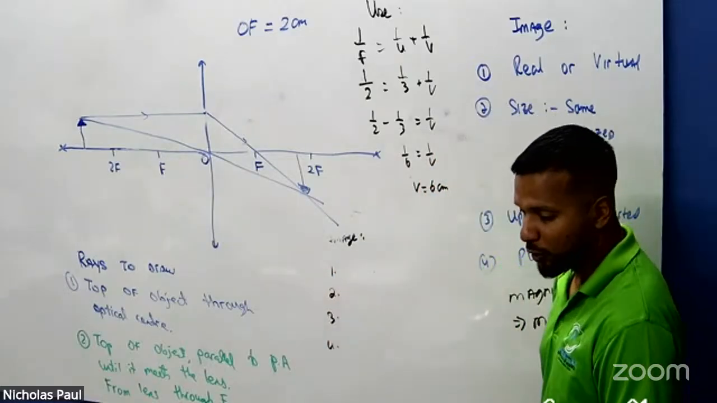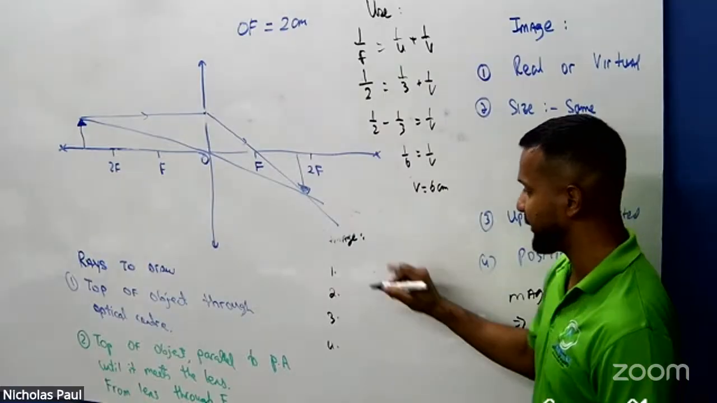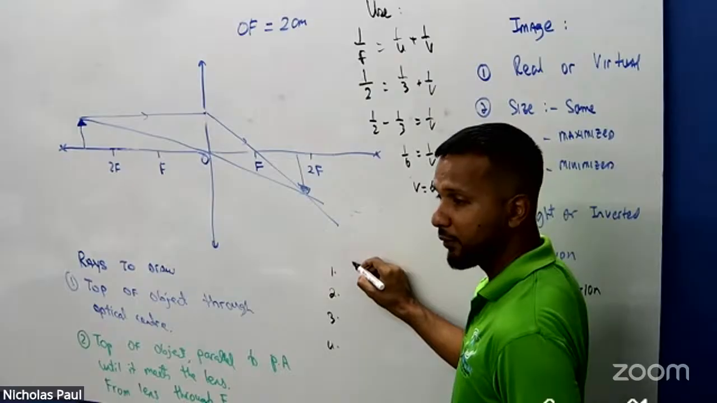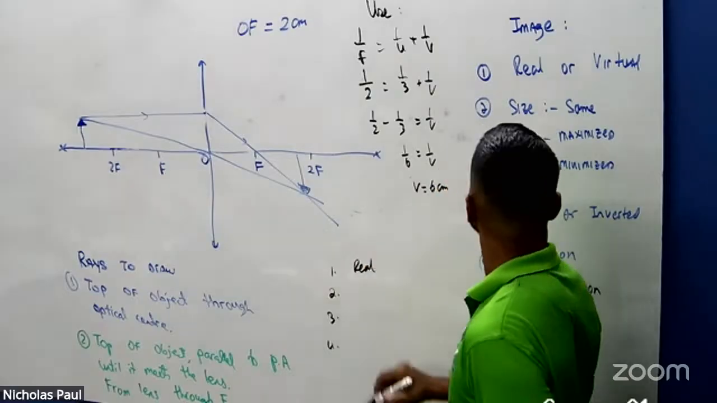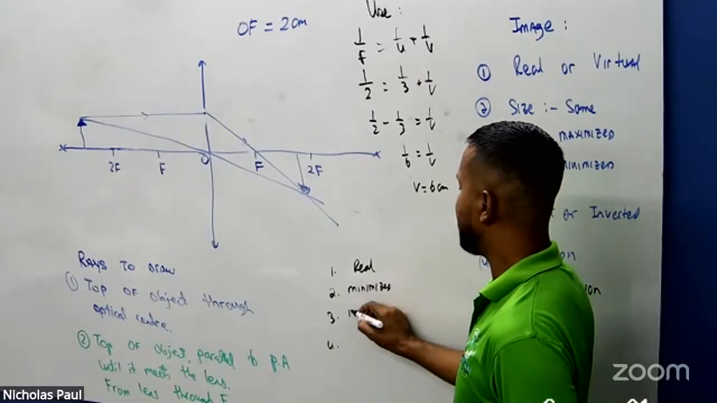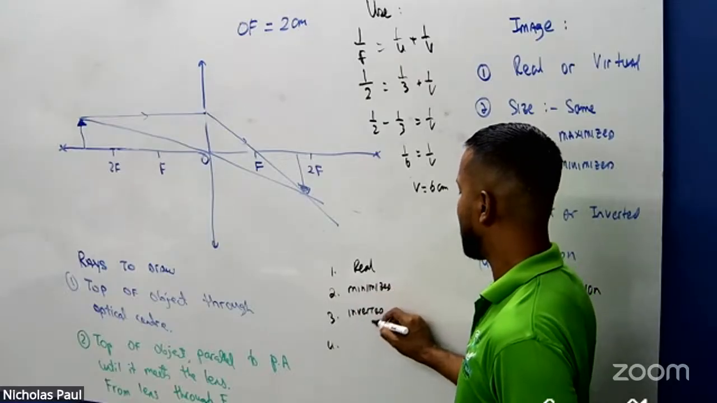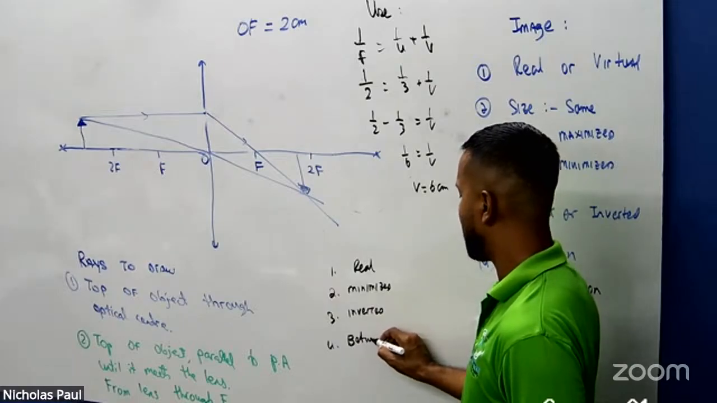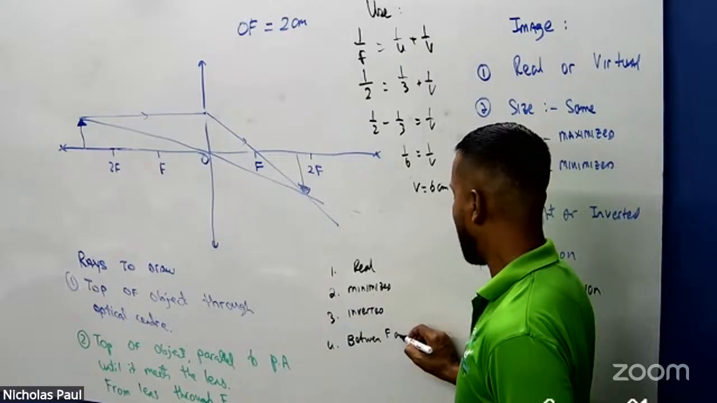Right, what would be the description? Number one is what? Real. Number two, minimized, inverted, and between F and 2F.